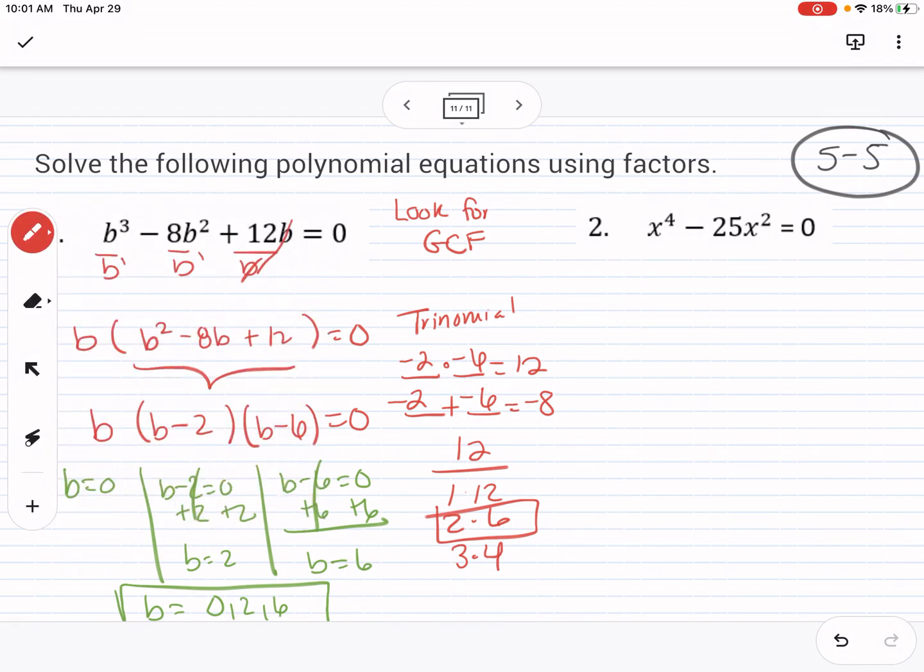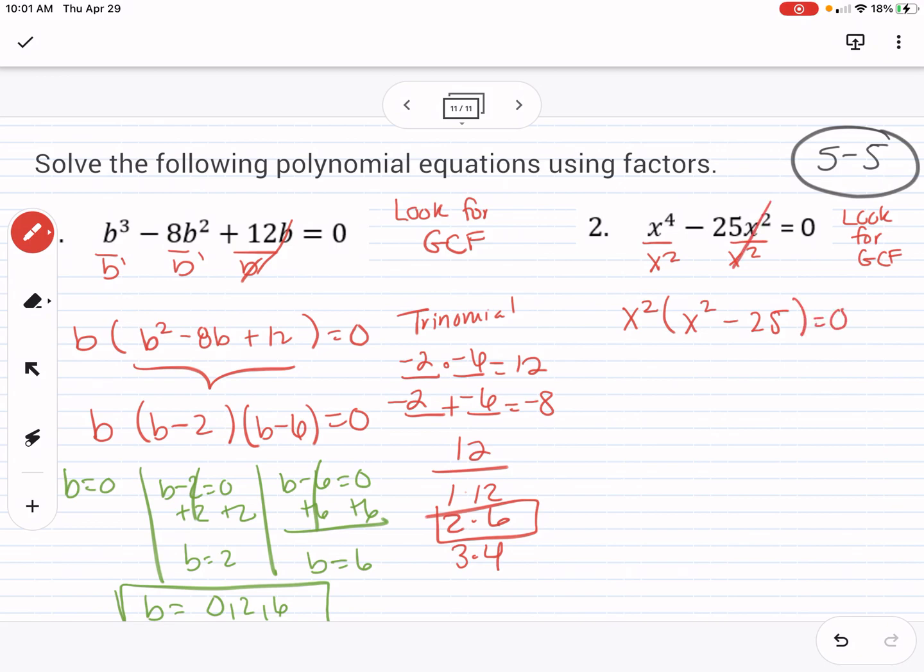On question 2, I'm going to start the same way. Look for a GCF. I notice both of these have an x. So I want to take the one with the lower exponent, which is the x squared, and factor that out. X to the 4th divided by x squared is x squared. And then here the x squareds cancel.